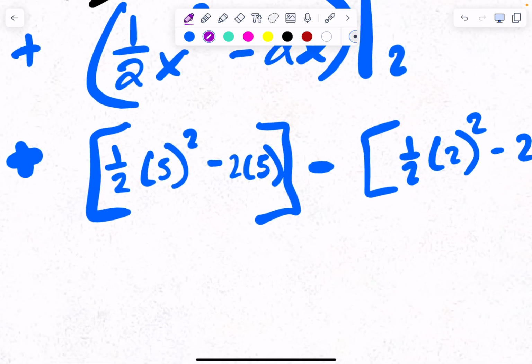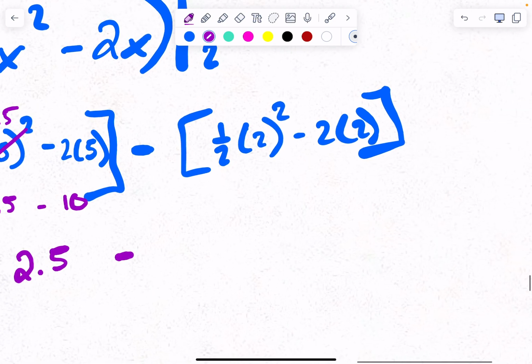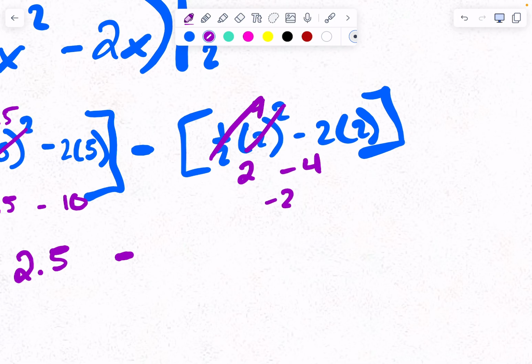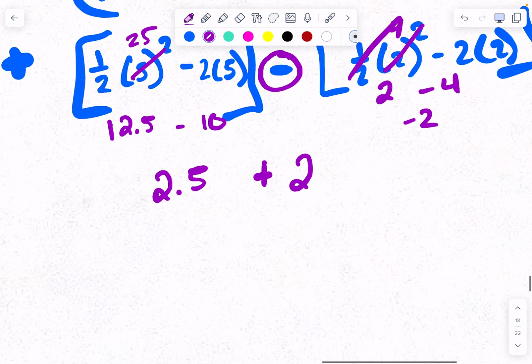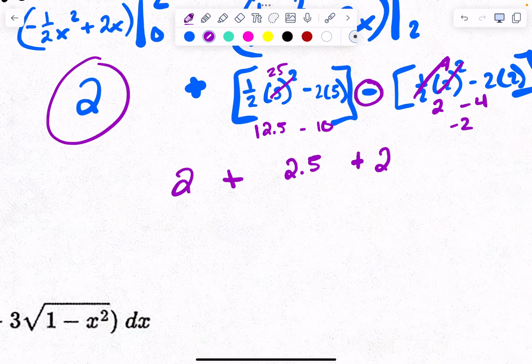Okay, half of 25 is 12.5, minus 10, so 2.5 is here, minus this guy is 2. 2 squared is 4, half of 4 is 2, minus 4 is negative 2, but then I've got another negative here, so that's plus 2. 2.5 minus 2 minus negative 2, so 4.5. But then I've got this other 2 on the beginning of it from this guy, plus 2, so 6.5. 6.5 is my final answer for the area.